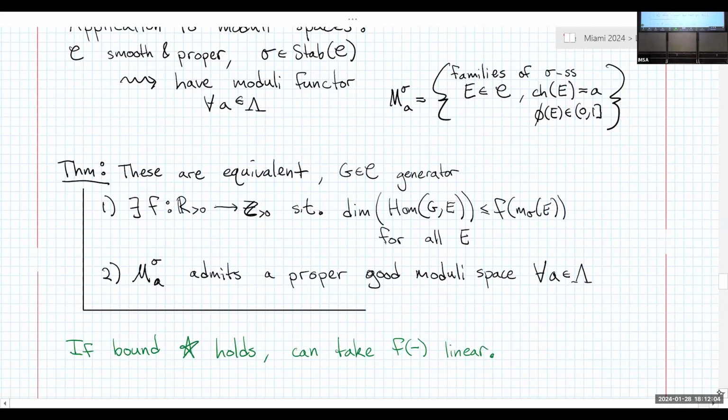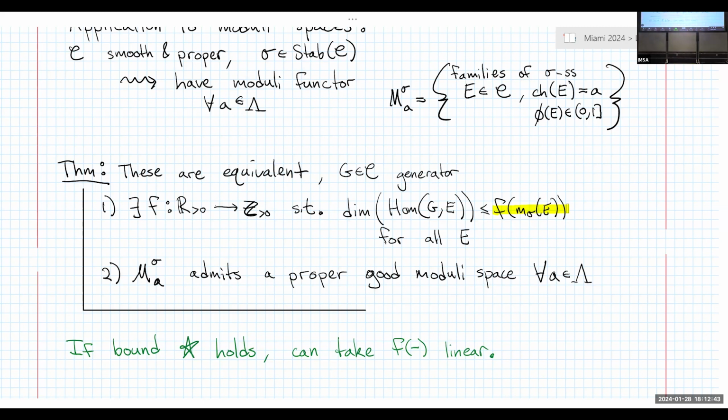So the following is like a little theorem. The following two things are equivalent. I have a smooth and proper category, and every category like that has a generator. And to say: if there's any function at all of the mass that upper bounds the dimension of the Homs from the generator to E, if there's any function at all like that, then these moduli functors admit proper good moduli spaces for all elements in the charge lattice. The key here is the boundedness.